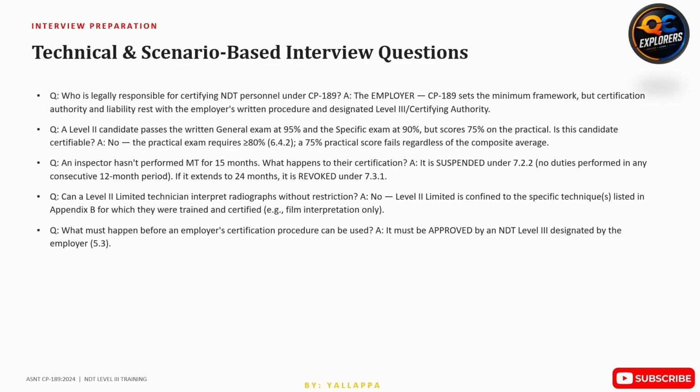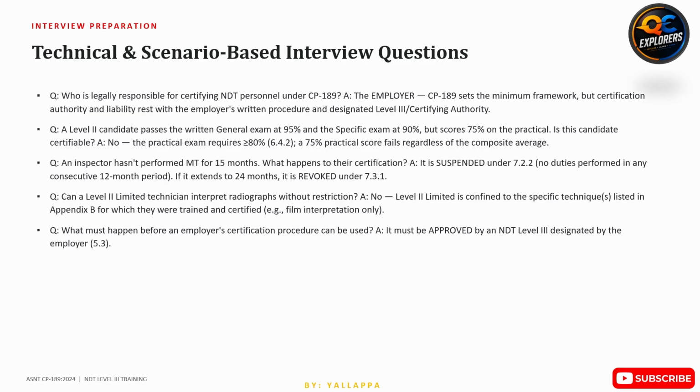This distinction is important because many candidates incorrectly assume that ASNT certifies Level 1 and Level 2 personnel. In reality, ASNT may certify Level 3 personnel through its certification programs, but employer certification under CP-189 remains the employer's responsibility. Now, let's examine the second scenario.